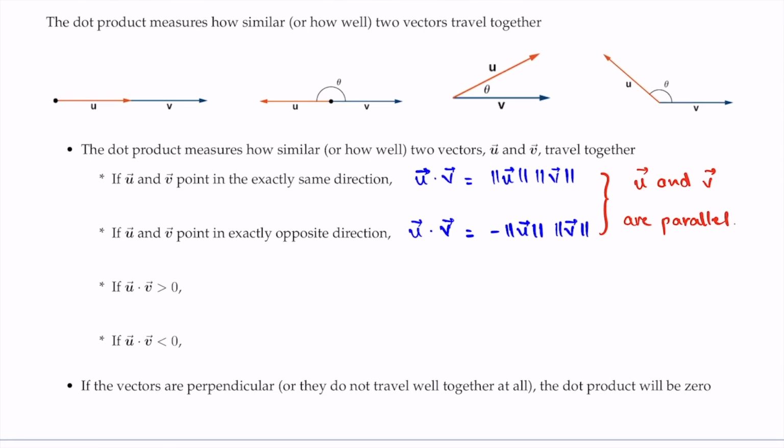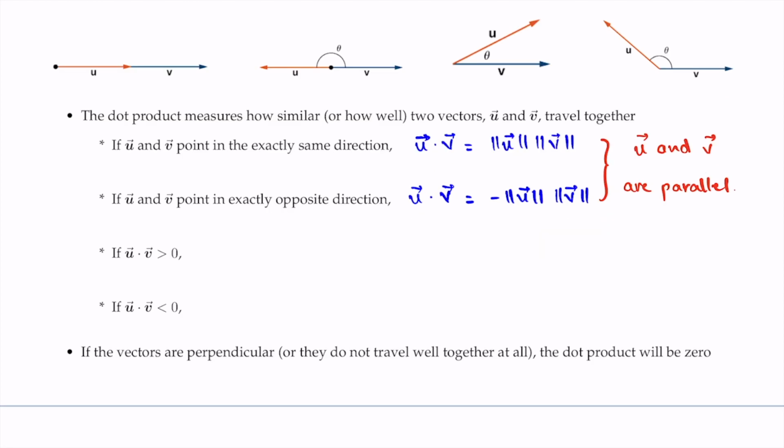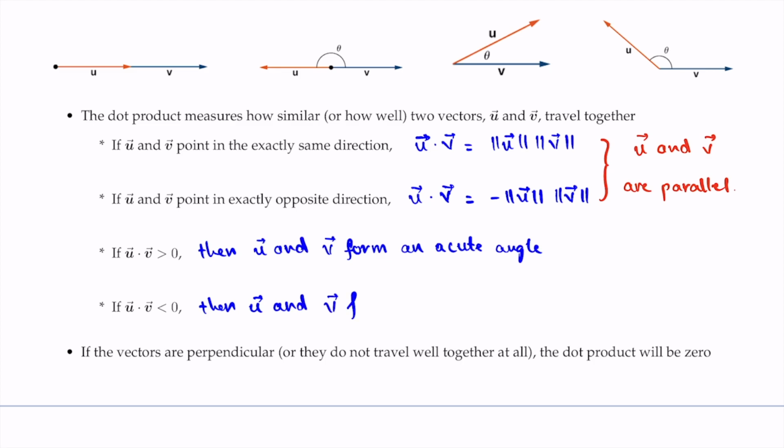If u dot v is greater than 0, then u and v form an acute angle. When u dot v is less than 0, then u and v form an obtuse angle. And we already learned that if the two vectors are perpendicular or orthogonal, or intuitively they do not travel well together at all, the dot product will be 0. So this is the intuition of the dot product.